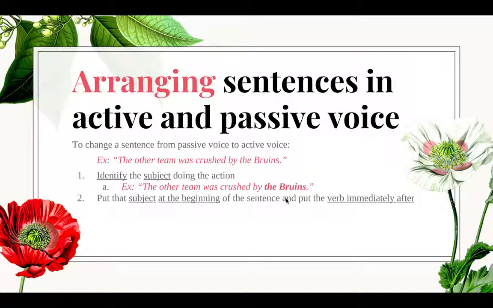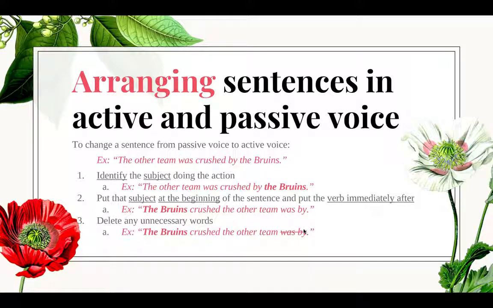The next thing we're going to do is put that subject at the beginning of the sentence and then move the verb immediately after. So we're going to switch things around a little bit in the sentence. It's going to be a little bit jumbled to start, but we're going to move that subject to the beginning. So our sentence will now start with the Bruins, and we're going to take our verb crushed and put that right after. Then we're going to delete the unnecessary words, right? We have a couple random ones jumbled at the end. So then we're going to be left in the end with our main example, the Bruins crushed the other team.